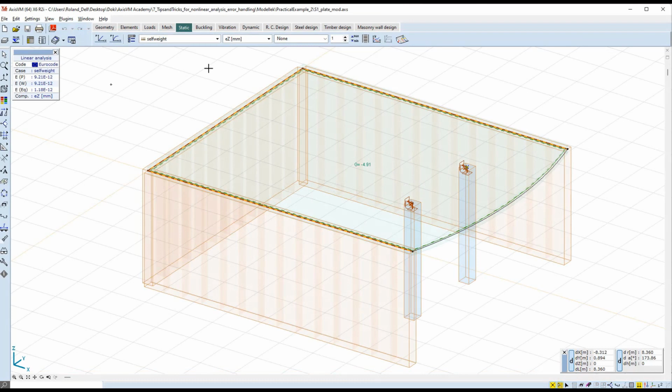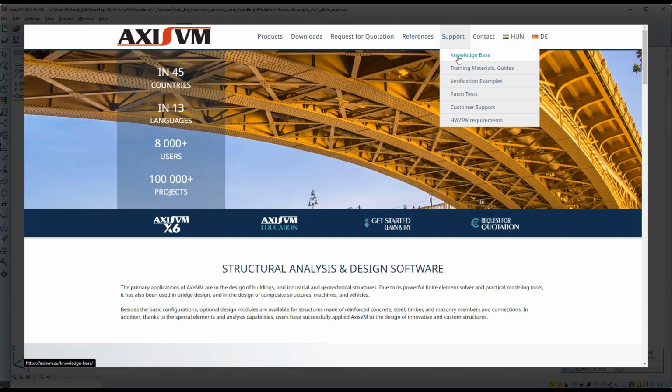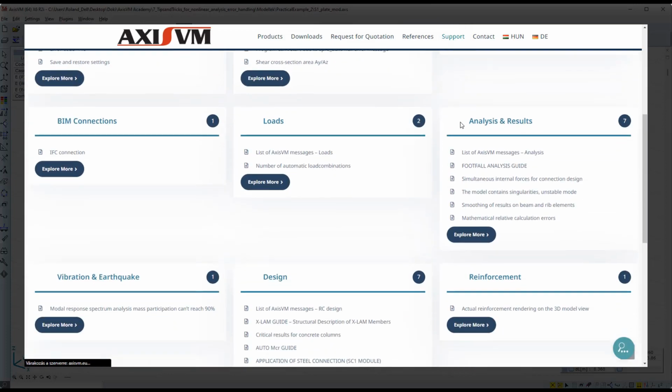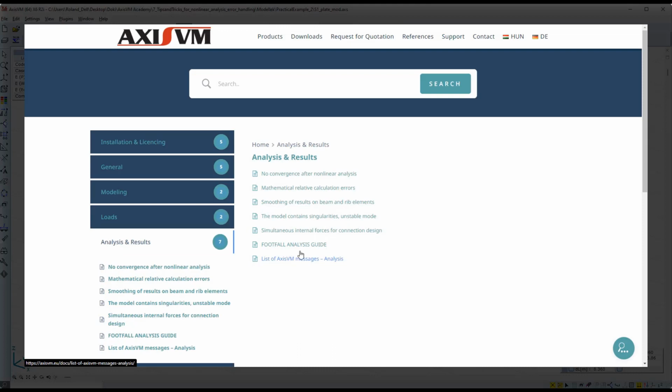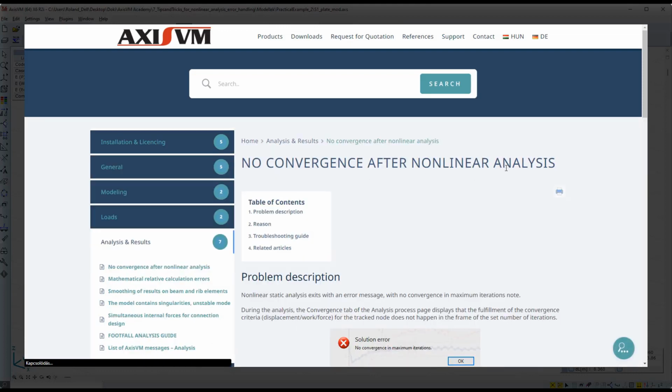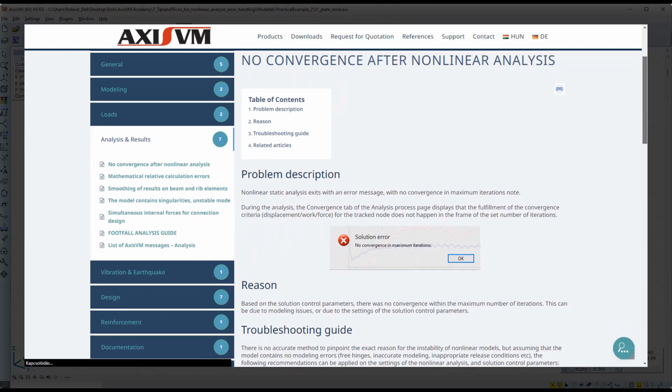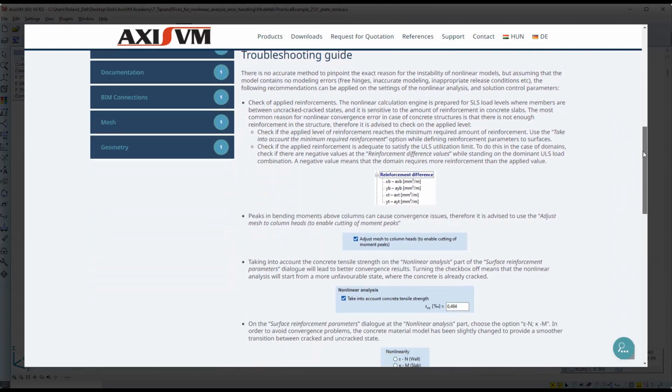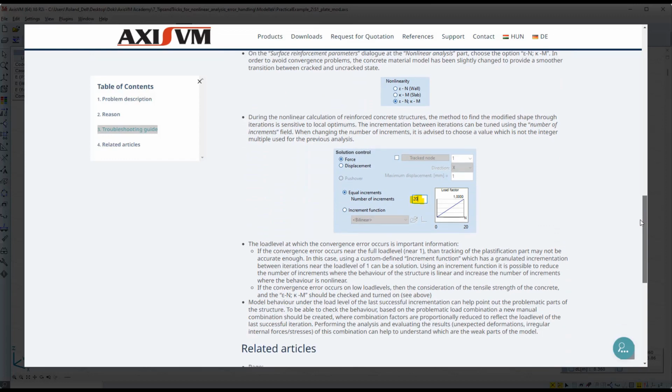As said in the previous section, there are usually multiple parameter sets which can lead to the successful convergence of a nonlinear model. Therefore, troubleshooting in most cases follows a trial and error approach, during which these parameters are checked. How the steps of this process are applied is collected in the knowledge base as a troubleshooting guide article under the name of No Convergence After Nonlinear Analysis. This article is often referred to customers as a first step until the investigation is ongoing within our team. The most important points will be presented in this video.